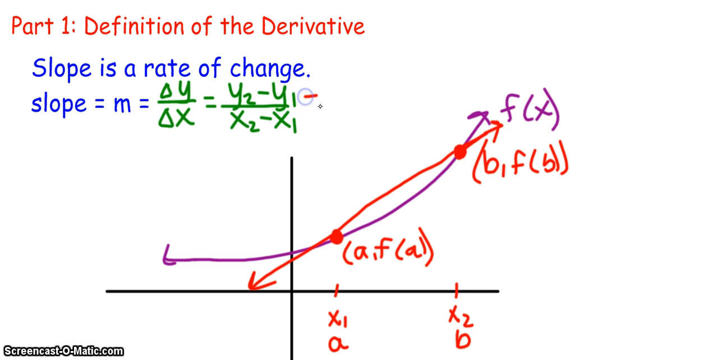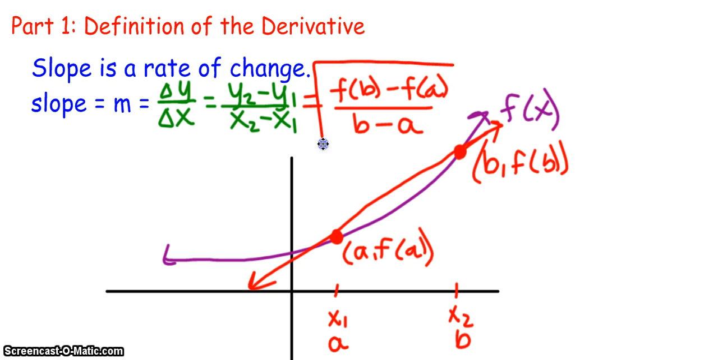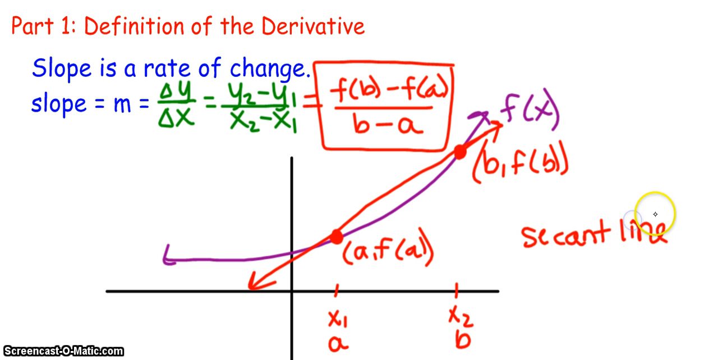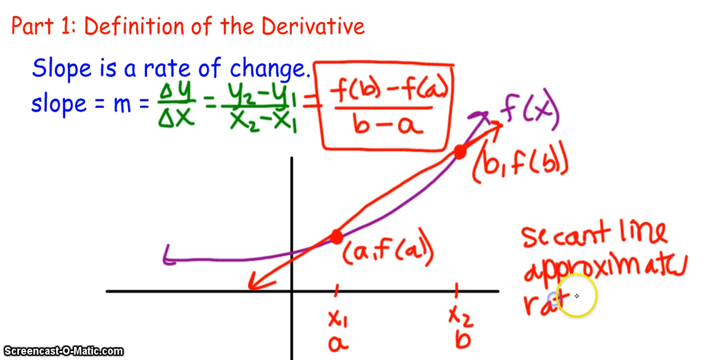So the slope of this red line we could write as y2 minus y1 over x2 minus x1, and that would represent our slope. So again, a secant line approximates the rate of change of f of x.